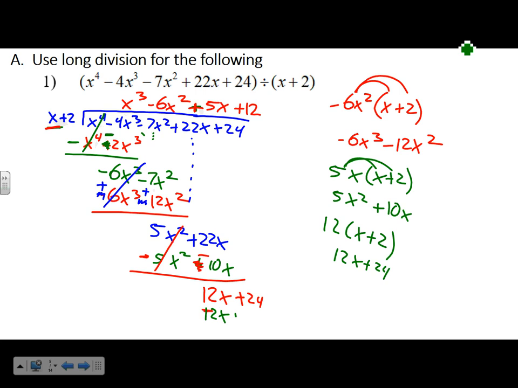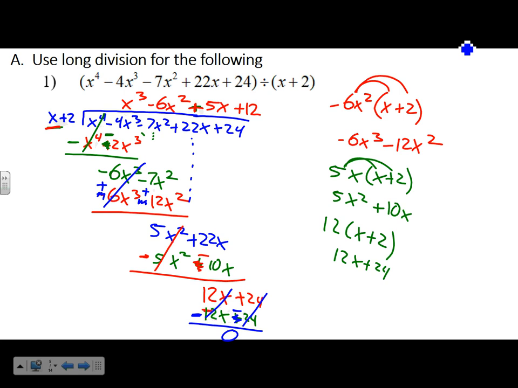So 12x plus 24. Again, this is where you can change your sign. So that's going to be a negative 12 and negative 24. So the 12s cancel, and for this one, the 24s cancel, so all you're left with is 0. That means there's no remainder.